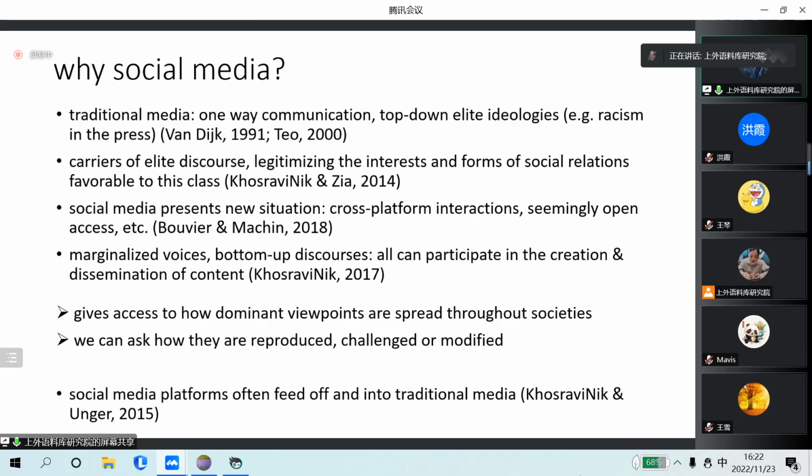So what we got there was one-way communication, which really carried top-down elite ideologies. Because after all, who has enough money to have a news organization or to own a newspaper? I don't. So my ideologies weren't transmitted there. Rather, we saw a lot of people who already are in powerful elite positions in society who could then transmit their ideas, if you will. And they were clearly in function of legitimizing the interests of these people, and maintaining the kind of social relations that were favorable to this class of people.